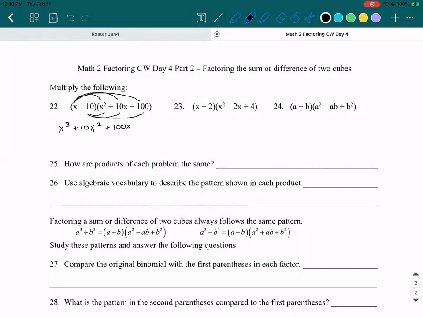And then we have the negative 10, and we have to distribute that to everything in the second parentheses. So negative 10 times x squared is minus 10x squared. Ooh, I'm going to run out of space. So I'm going to write it under here, minus 10x squared, and then distribute that negative 10 to the 10x over here, and that's going to be minus 100x, and then distribute the negative 10 to the last term, the 100, and that will give us minus 1000.